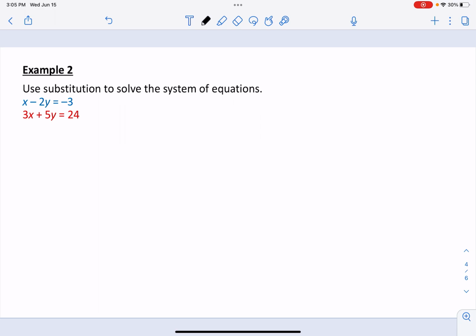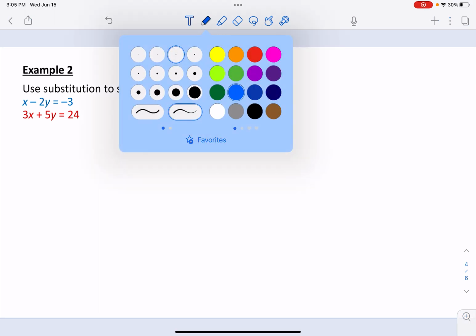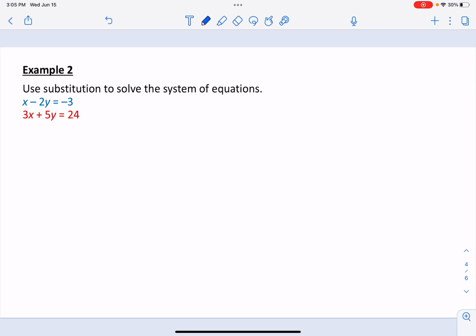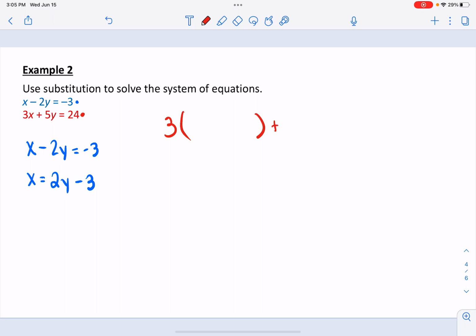Okay, use substitution to solve that system of equations. So I just want you to examine. Look at this first equation. Notice how on x, the coefficient on that is 1. So that makes it really easy to do substitution. If I were to solve that equation for x, so I get x equals. So now what I'm going to do is substitute into the other equation: 3x, I'll worry about that in a minute, plus 5y equals 24.